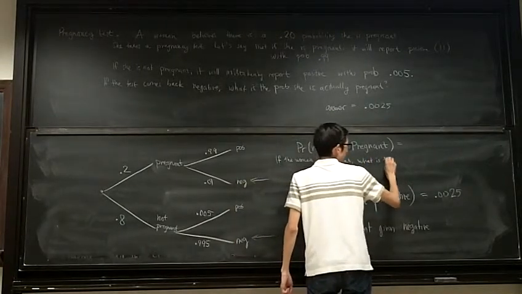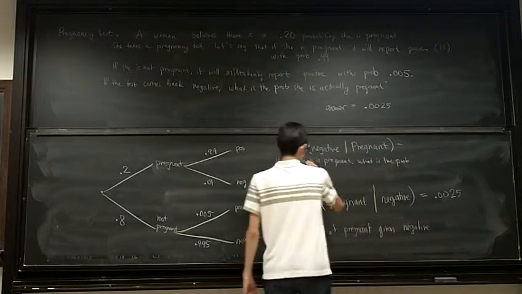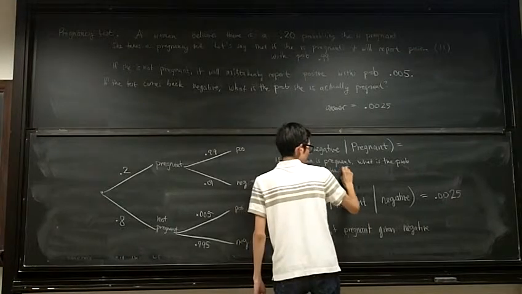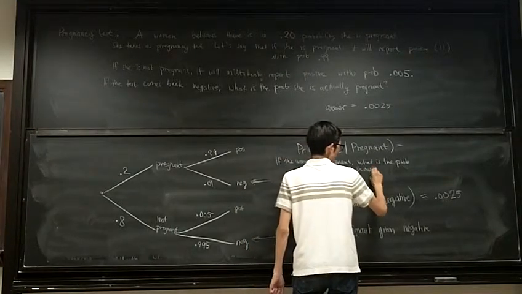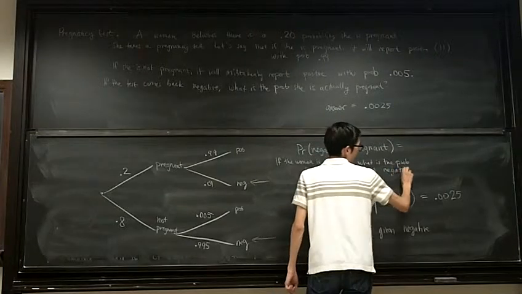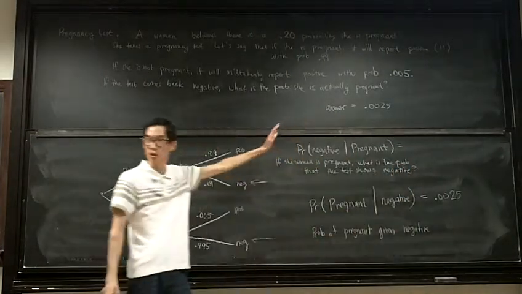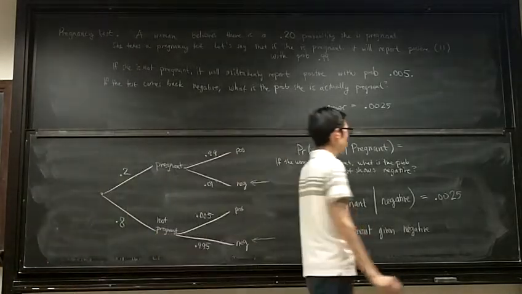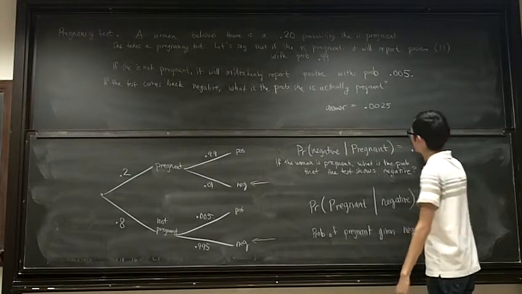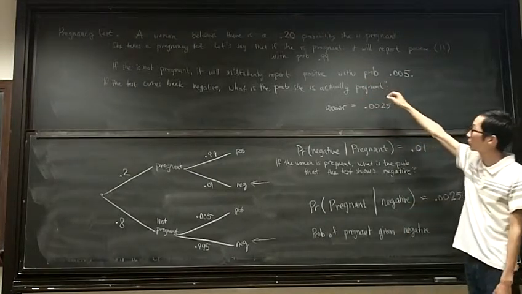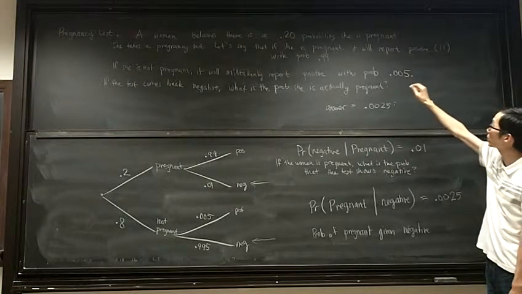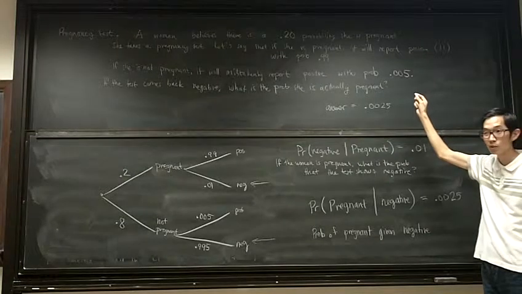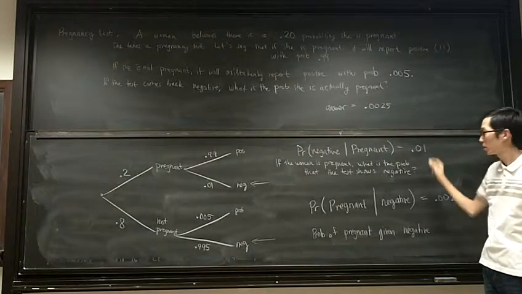what is the probability that the test is negative? Test shows negative. Okay, and what's the answer to this question? 0.01. Okay, and that comes from our question, which says, let's say that if she is pregnant, it will report positive with probability 0.99, which means how often will it report negative? 0.01.